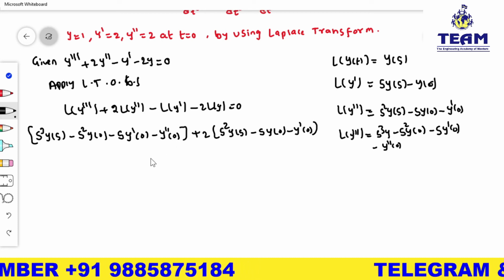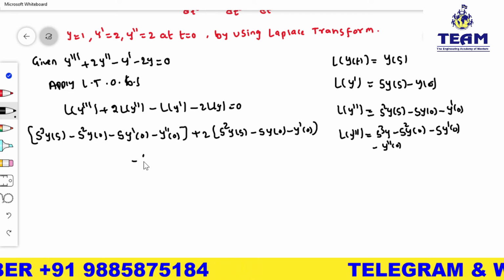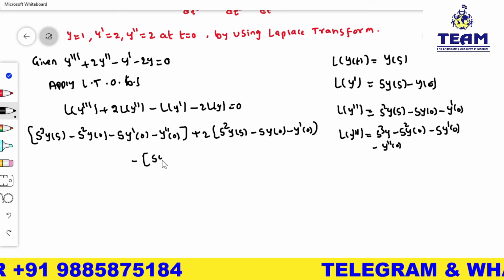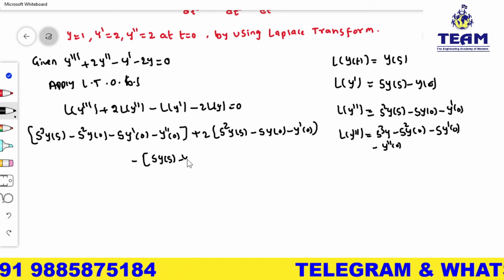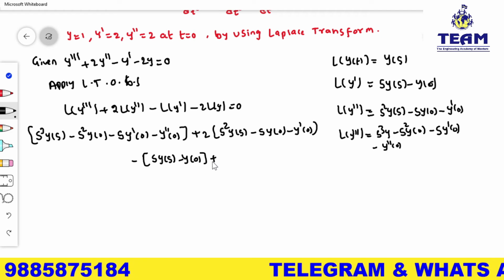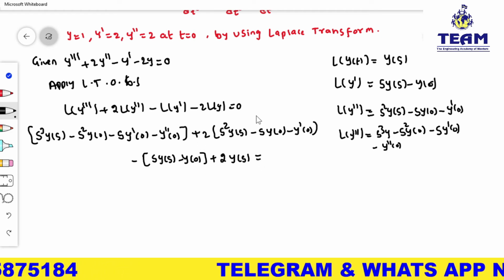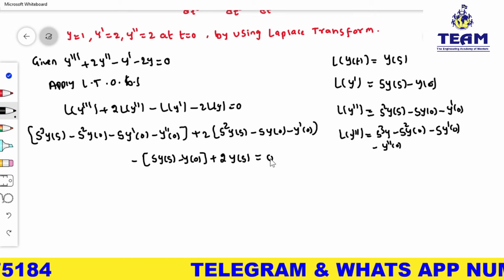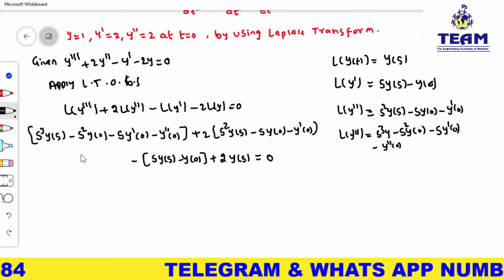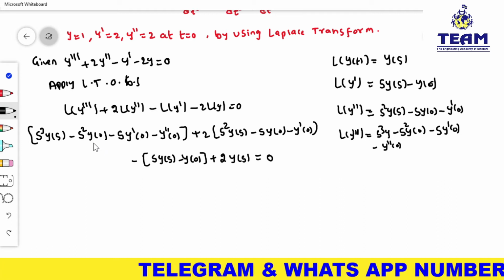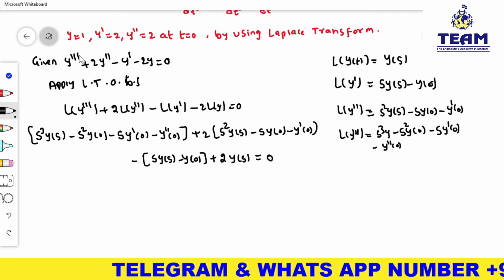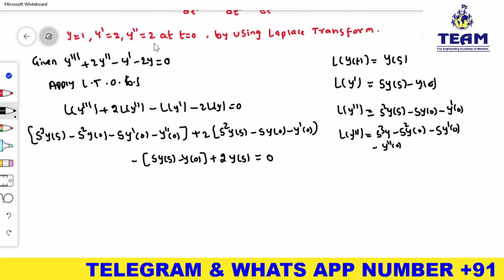Next, minus L of y dash, here y dash means s into Y of s minus y of 0, plus 2 into L of y, which you simply write as Y of s. The right side part has 0, and L of 0 is 0 only. Now you have to use the conditions. Which conditions? y of 0, y dash of 0, y double dash of 0.